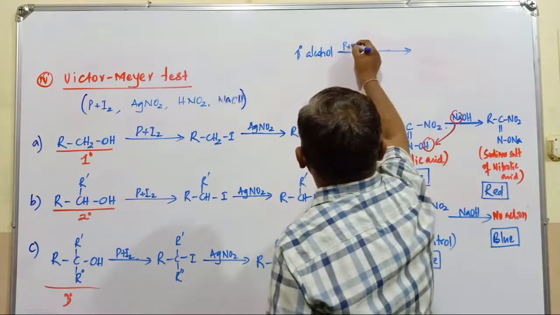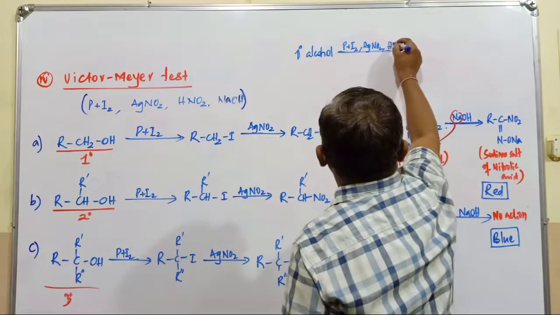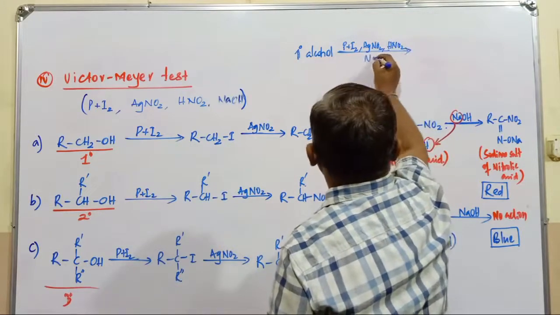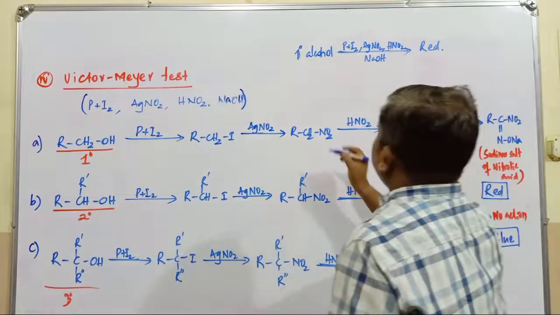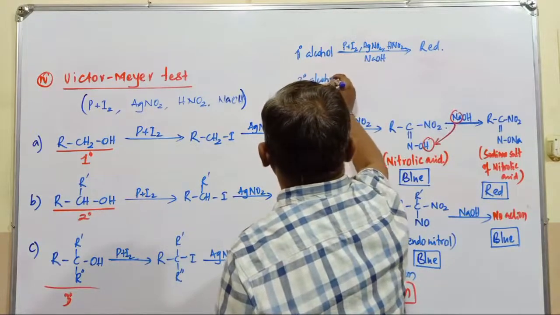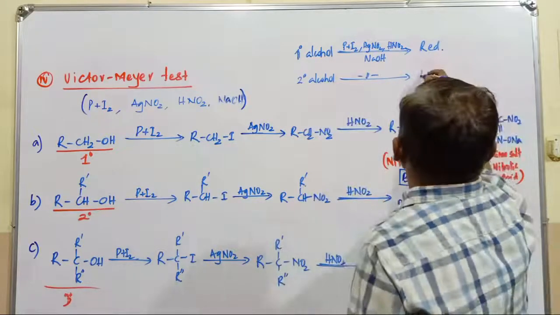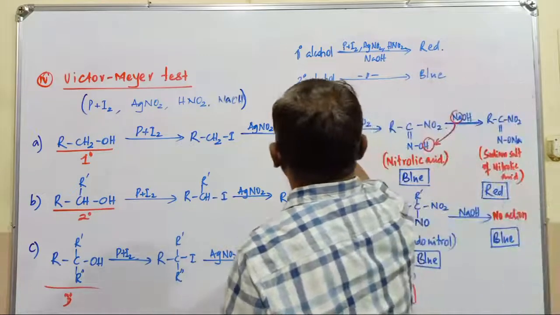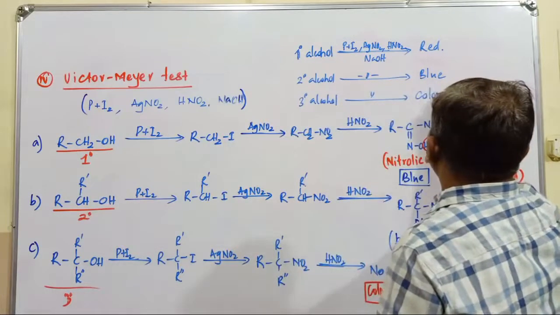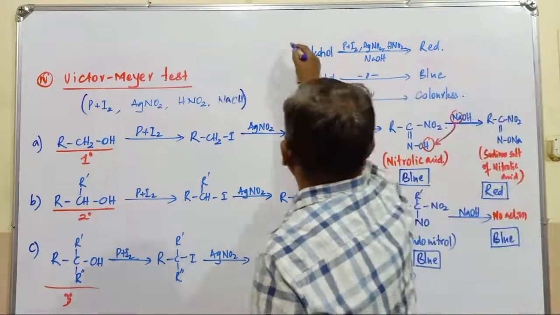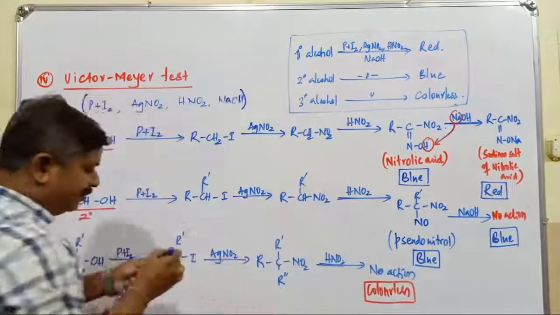Just a simplification of this: primary alcohol, after treating with phosphorus iodine, silver nitrite, next HNO2, and after that sodium hydroxide, which color formation takes place? Red color. If it is secondary alcohol, after treating with the same reagents, the compound is going to be blue color. And if it is tertiary alcohol, after adding all these reagents, if the solution is colorless, then it is tertiary alcohol.